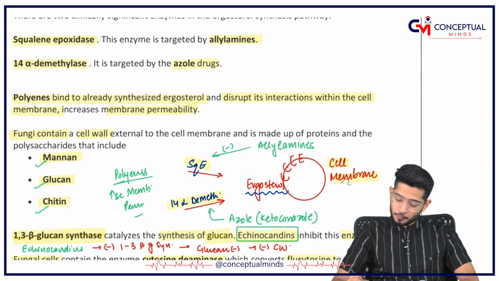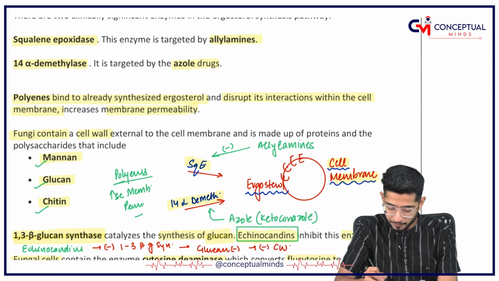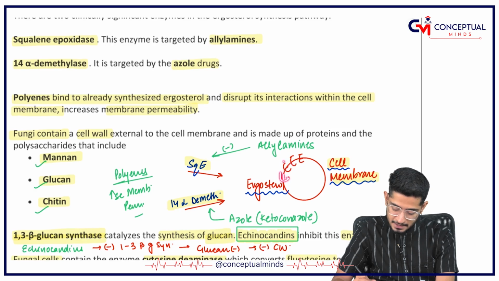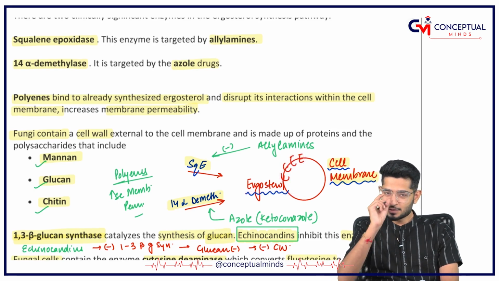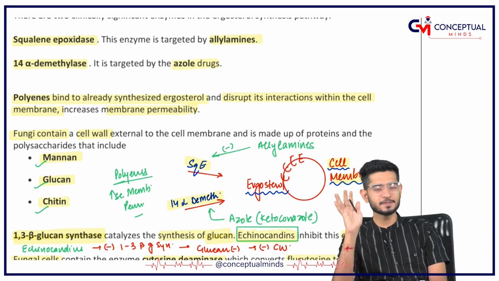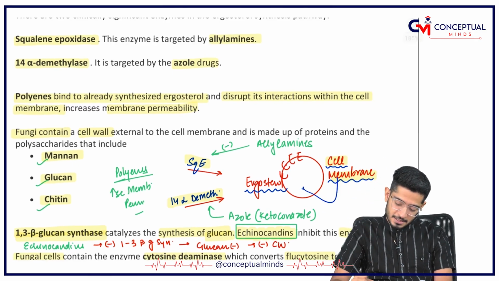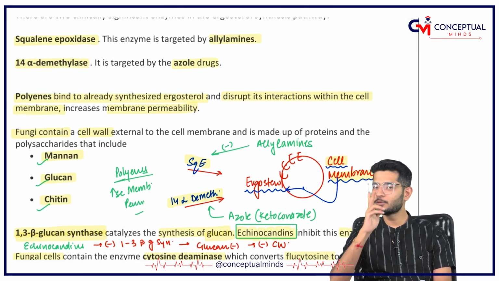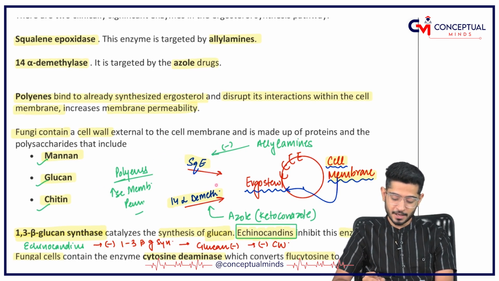See here, first of all we have to understand that the fungus has a cell membrane, and in the cell membrane there is E. What is this E? E is ergosterol. So ergosterol is a vital component of the cell membrane. Remember it like that, E for ergosterol. And in order to synthesize that ergosterol, fungus requires two enzymes. One is this one and second is this one.